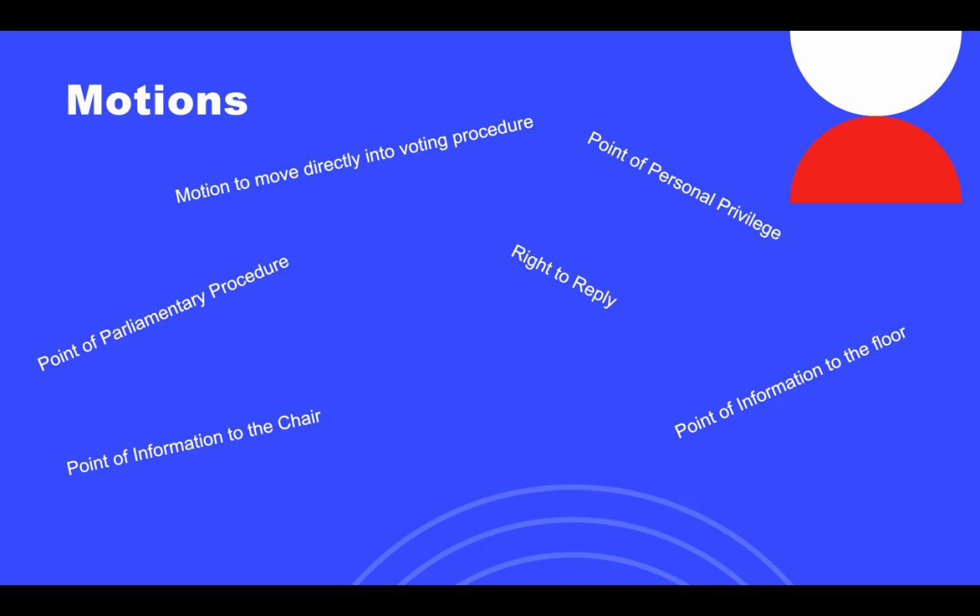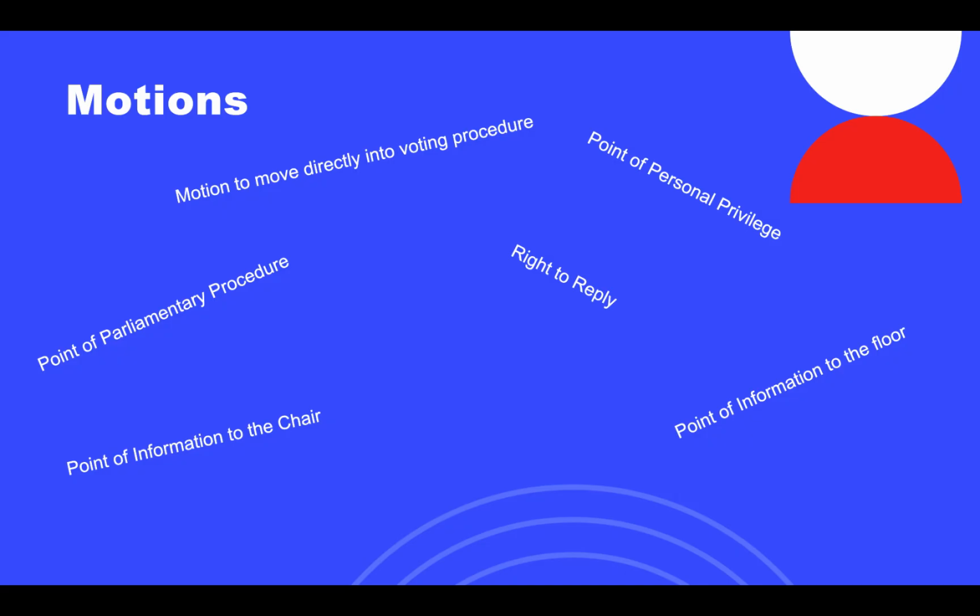The next one is point of personal privilege. This is kind of an easy one. Unless you're doing it in a rude way, you don't need to say it whilst no one else is speaking. But this basically means if you can't hear the speaker, you can ask them to maybe speak up.